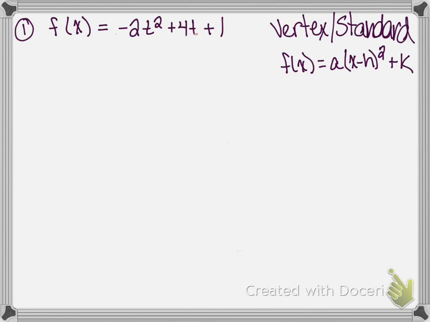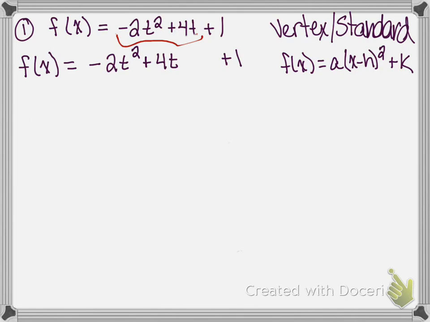And the first thing that we're going to do here is find the vertex. The way that I'm going to do that is by completing the square. So I am going to look at these first two, and I am going to pull those out. So I have f of x equals, and I am going to focus on this negative 2t squared plus 4t. I'm not going to worry about that 1 yet. I'm just going to leave it off to the side.